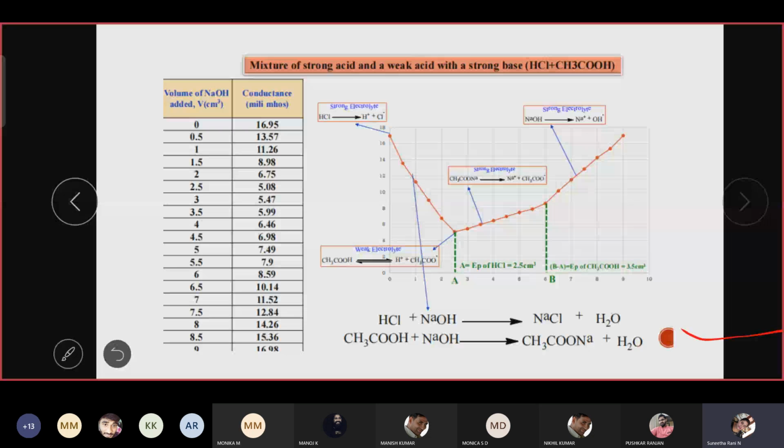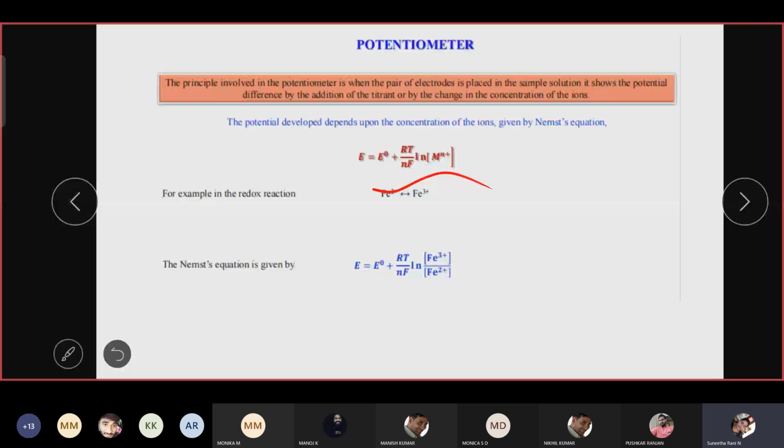Okay, next is potentiometer, which we already studied in the first module, right? First chapter, Nernst equation, determining the potential developed by the redox reactions, right? Based on the redox reaction, how metal ionic solutions develop the potential. If you want to measure the potential developed in metal ionic solution, we use the Nernst equation as a base. What is the Nernst equation? E is equal to E naught plus RT by nF ln of the molar concentration of M n+. So this is the Nernst equation.